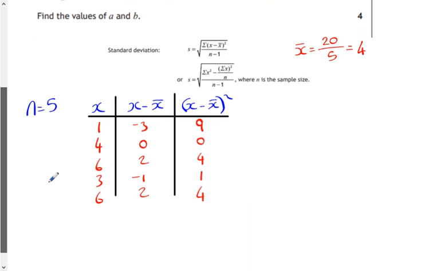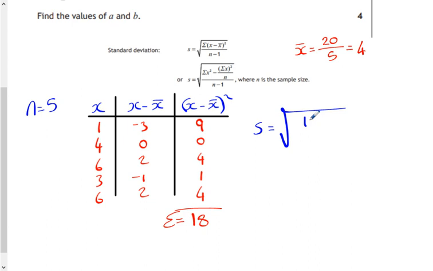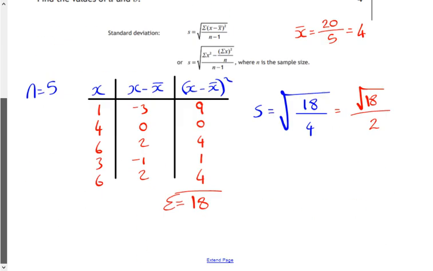Now, in order to use the standard deviation formula, we need the sum of these. So the sum of this is going to be 10 plus 8 is 18. And now we can use our formula. We get that s is equal to the square root of 18 over 4. Now n minus 1 is 5 minus 1, which is 4. Surds and indices lets us simplify that. That's root 18 over 2. And already we're looking like we're in the right format.